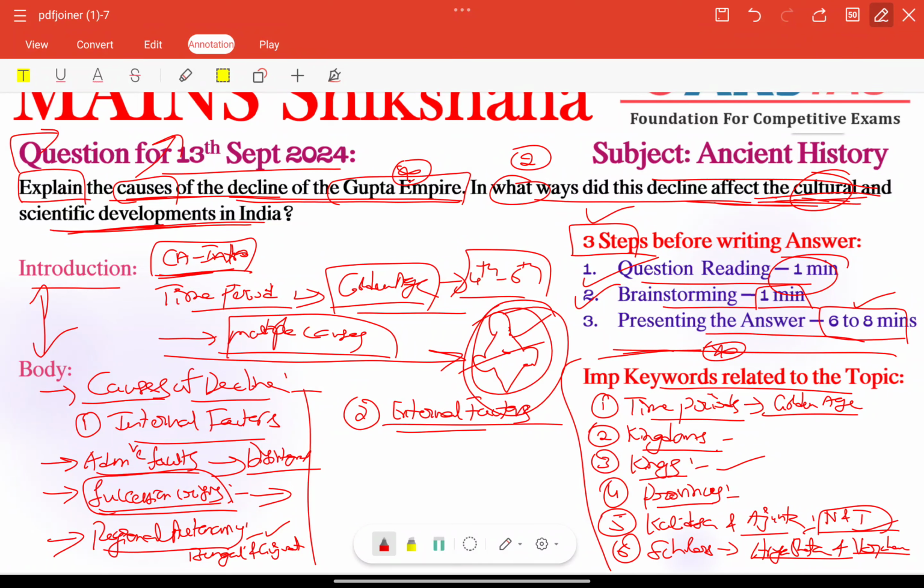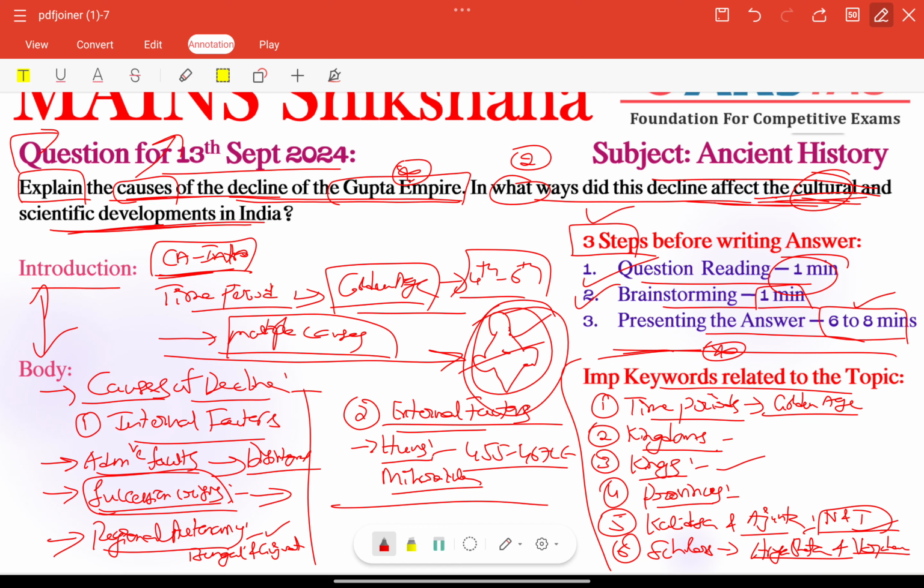Next, coming to external factors. Invasions by the Huns are also very important, right? First important thing, Huns. For example, particularly during the reign of Skandagupta, 455 to 467 CE, a very important period, the Huns led by their king Mihirakula launched several invasions into Gupta territory. That is the main cause here. The defeat at the hands of the Huns caused considerable territorial losses. That is the main external cause here.